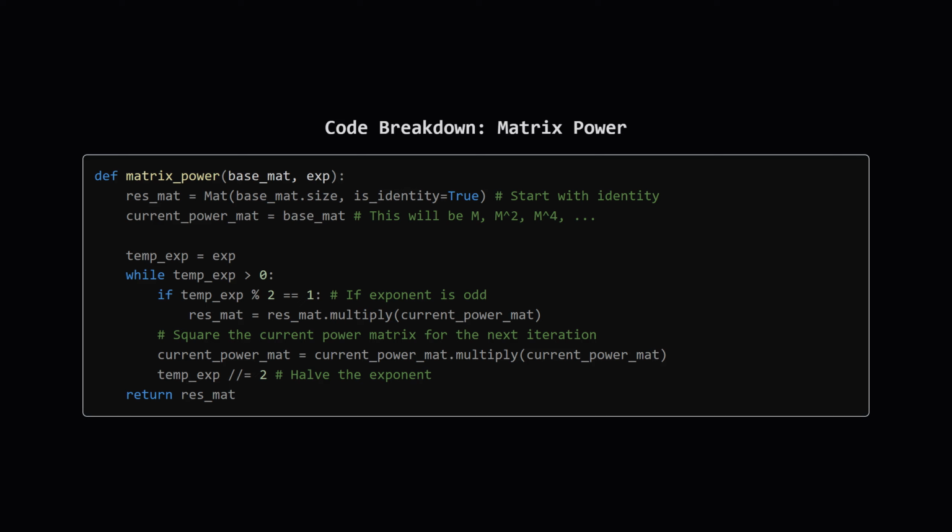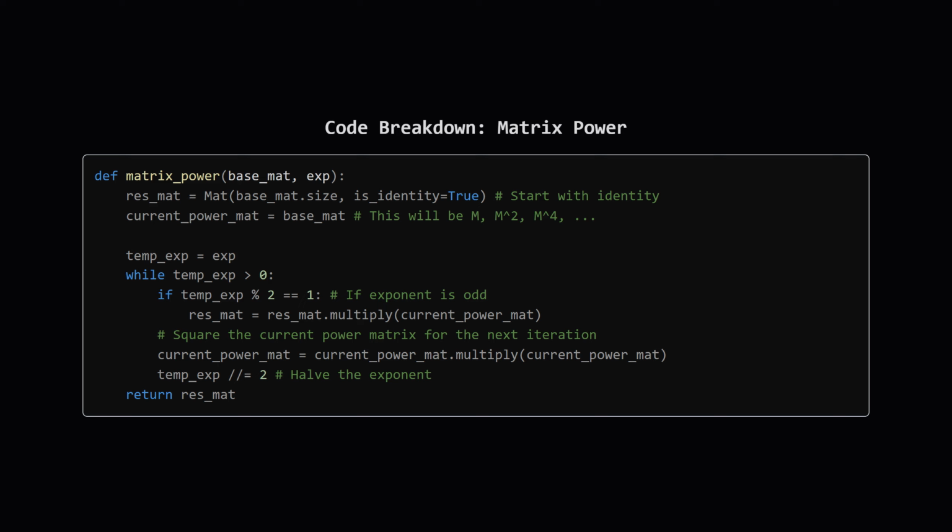Next we have the matrix power function. This is where the magic for handling large values happens. Instead of multiplying our base matrix by itself t times, which would be too slow, we use a method called exponentiation by squaring. Think of it like this.